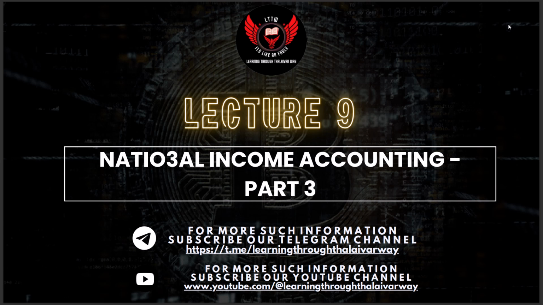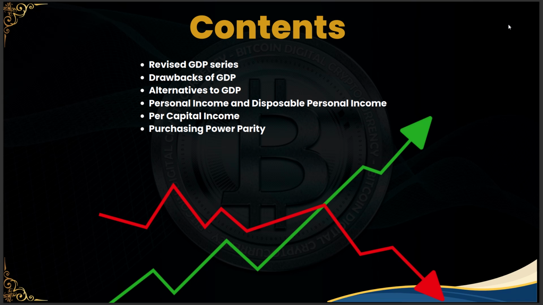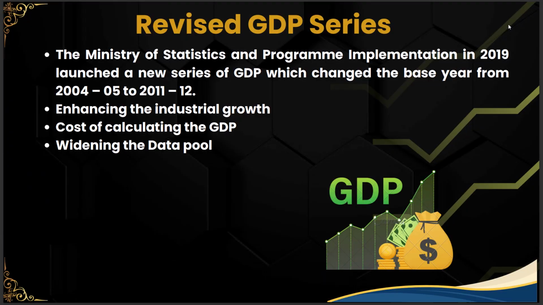So today we will be dealing with the national income accounting part 3. So yes, this will be the final part of this unit, after which we'll be going to a new topic, new unit. So in this lecture we'll be dealing with the revised GDP series, drawbacks of GDP, alternatives to GDP, personal income and disposable personal income, per capita income and purchasing power parity. So let's get into the revised GDP.